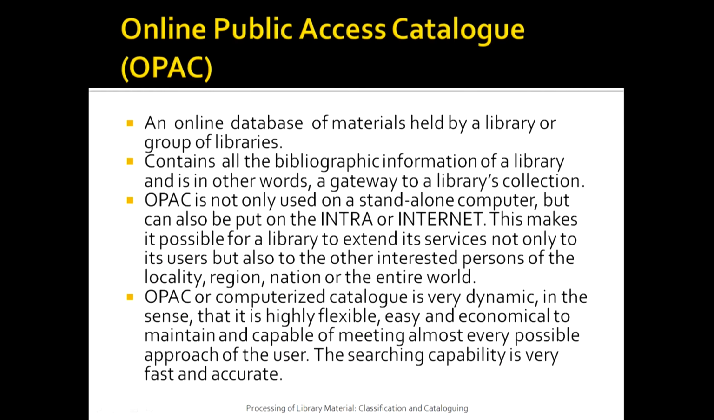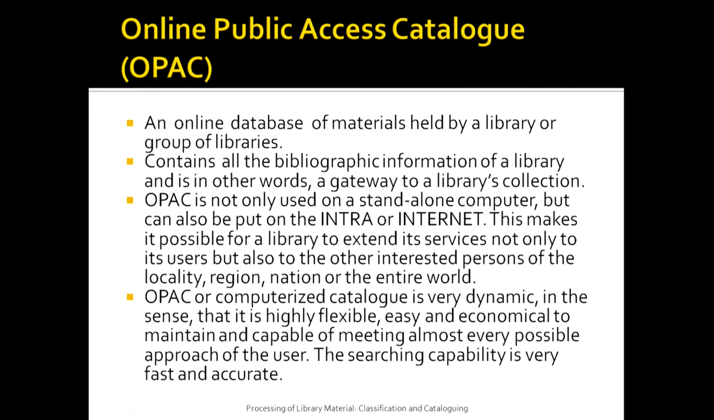Dear learners, let's now take a look at the OPACs. OPAC is an acronym for Online Public Access Catalog. Because we are presently computerizing our catalogs and carrying out the cataloging process as part of the library automation projects, we require the OPACs in our libraries. So, what exactly is an OPAC? OPAC is an online database of material held by a library or a group of libraries. OPAC contains all the bibliographic information of a library and is, in other words, a gateway to a library's collection.